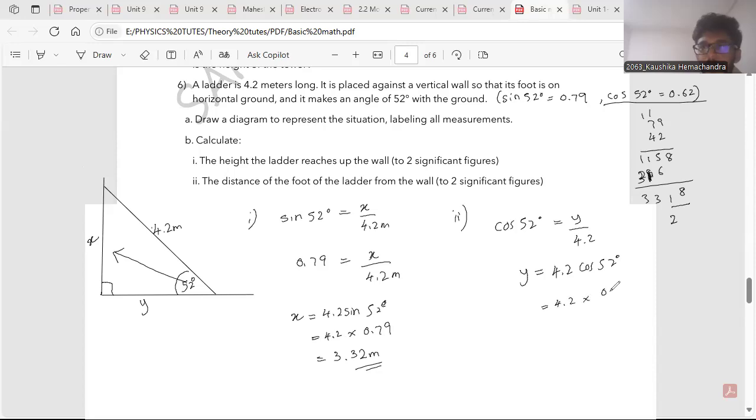4.2 times 0.62. 62 and 42. So here 124. Here we get 248. 6, 2. So 2.604. So round off to two decimal places means the 4 you can remove. So 2.60 meters is the distance from the foot of the ladder to the wall.